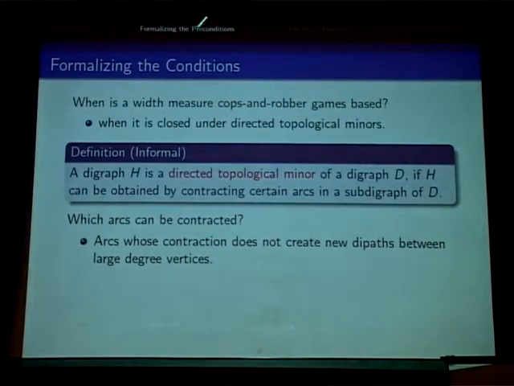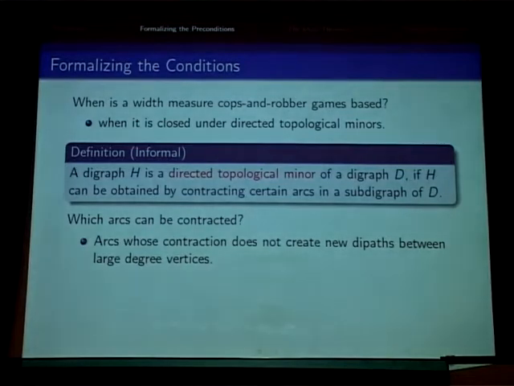So we formalize this as a width measure is cops and robber games based if it's closed under directed topological minors. I'll define what this is. A topological minor, for an undirected graph: you have an undirected graph G, and you obtain a subgraph of G, and you shrink induced 2 paths. What you get is a topological minor.